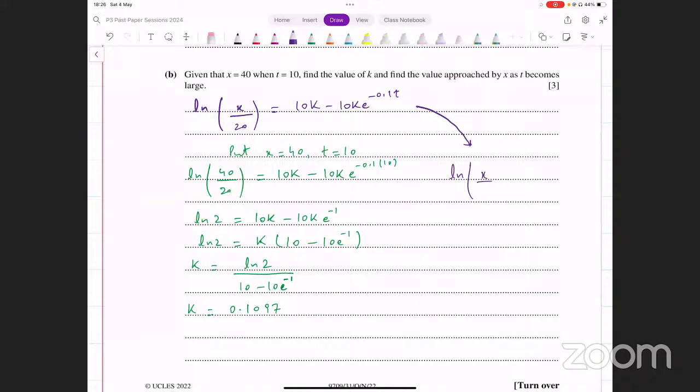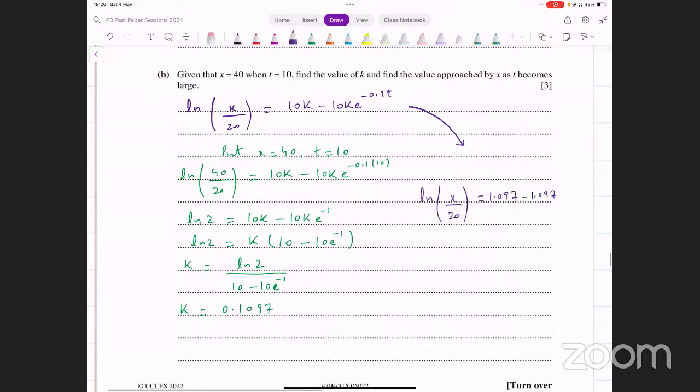ln of x over 20, that equals 10 times k. What would that be? 10 into 0.1097, that's going to be 1.097, right? So it becomes 1.097 minus 1.097 e raised to power minus 0.1 times t.